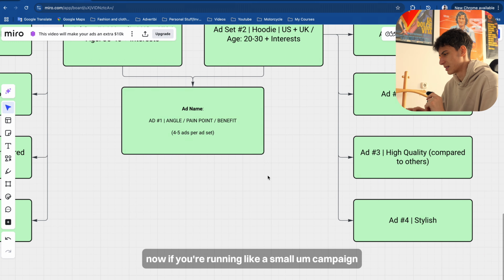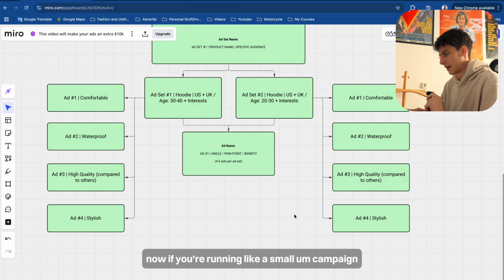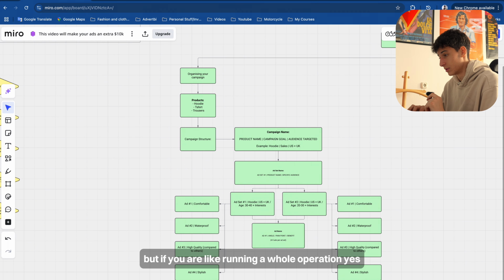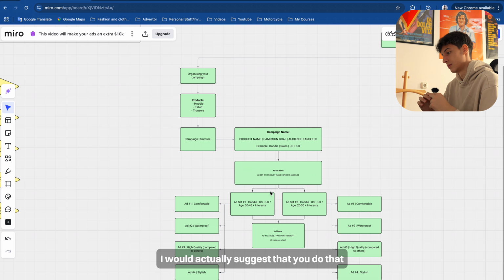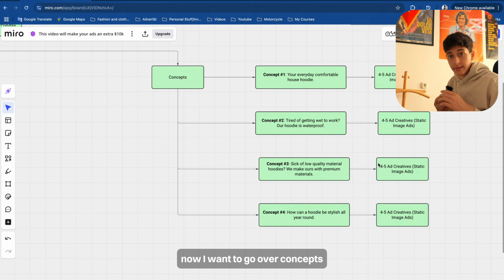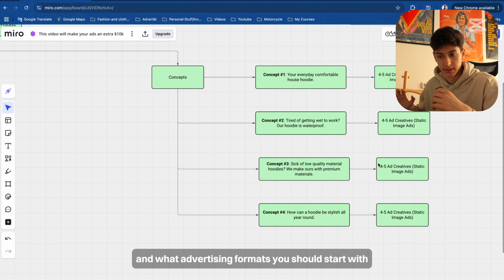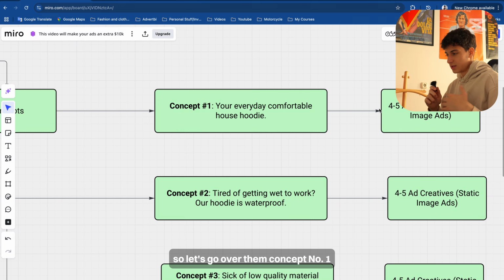Now if you're running like a small campaign, not too many ads, there's no need. But if you're like running a whole operation, yes, I would actually suggest that you do that. Now I want to go over concepts and what advertising formats you should start with and exactly why. So let's go over them.